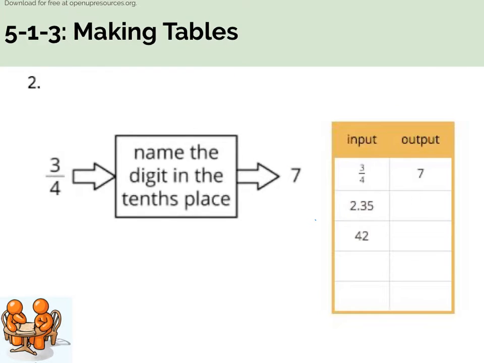Now this rule is kind of goofy. It's just to name the digit in the tens place. Remember, that is the place value right after the decimal. So 3/4 as a decimal is 0.75. So the digit in the tens place is 7. So filling out the rest of this table, I would see that my other answers would be 3 and 0. So put your own in there and then continue on.